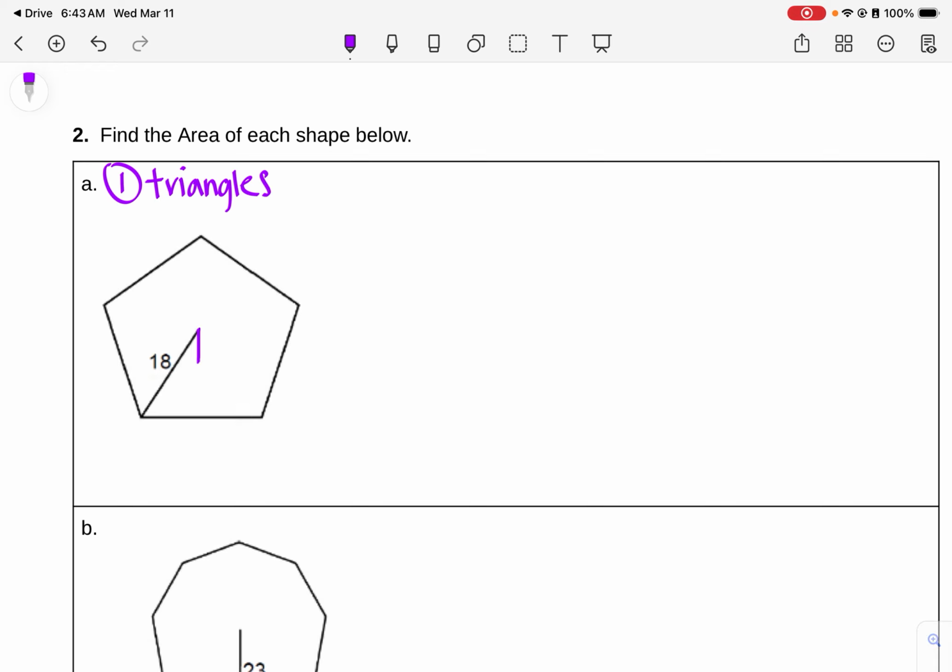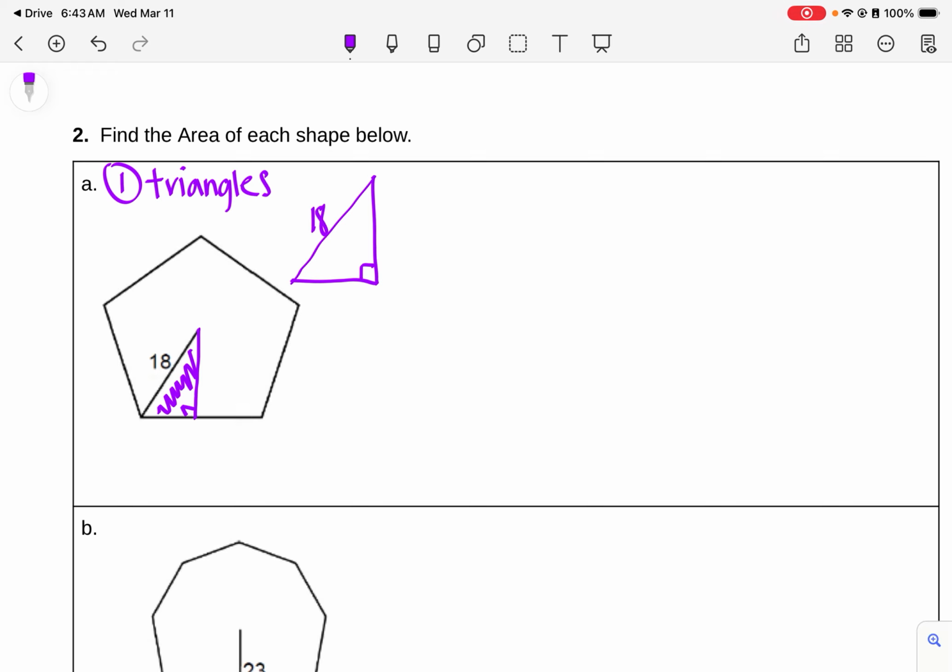So I'm going to draw a right triangle right here, and that is the triangle I'm going to use. You could draw all the right triangles if you wanted to, but I'm not going to. So then I'm going to take it out of the picture. And the 18 is the hypotenuse because it's across from the 90 of the triangle.